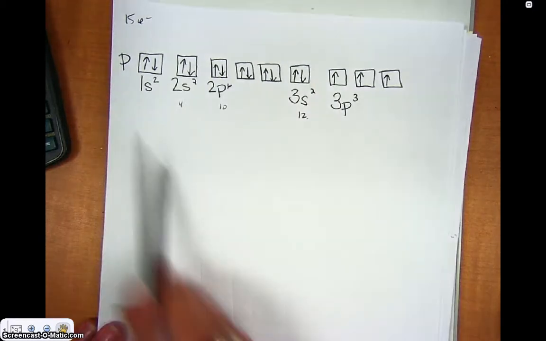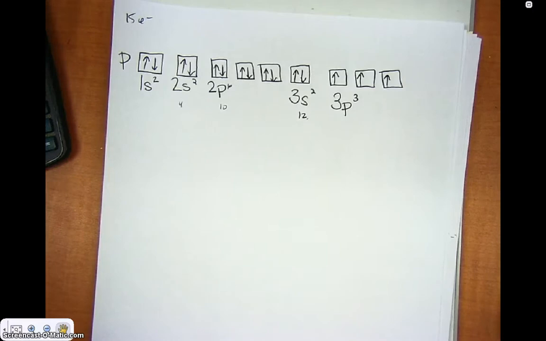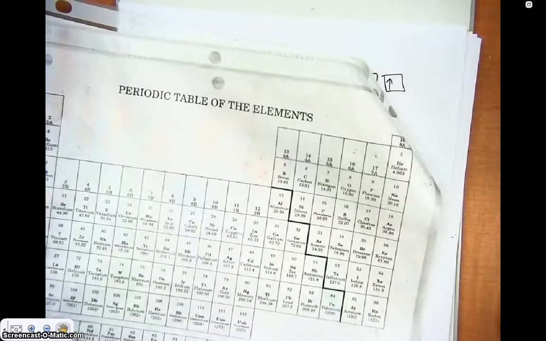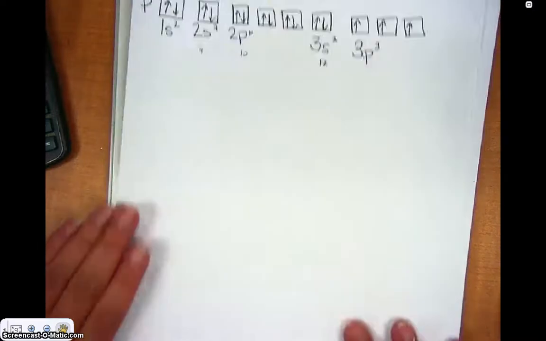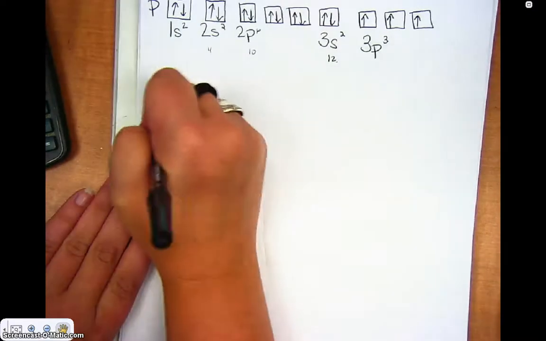Okay, so this is the orbital diagram for phosphorus. Let me go ahead and just do one more, and I'll do it a little bit quicker than I did the last one, and we'll do something that's a little bit more challenging. How about we go ahead and do selenium? Selenium is number 34. So I'm going to do it very quickly.